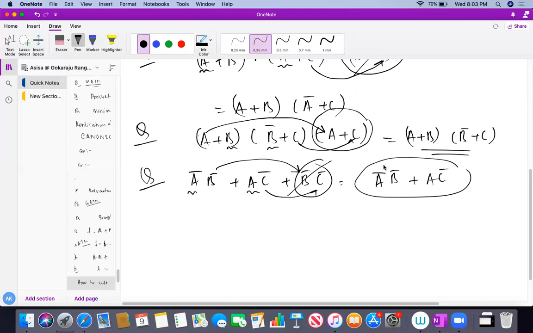Okay, so all of these are in complement. Only one literal is in uncomplement to satisfy this consensus theorem. Okay, so this is the way we can solve, minimize the logic equation.